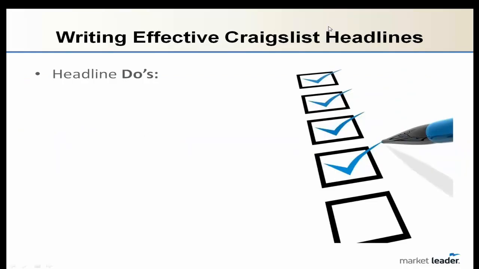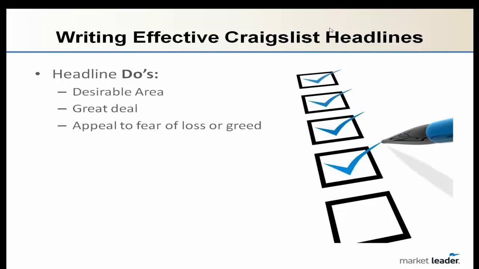I've put together some do's and don'ts on headlines. Do's: desirable areas, great deals. Talk about great deals, speak to the consumers that are on Craigslist. They're looking for deals. Doesn't mean they're looking for cheap homes. But consumers that go onto Craigslist, they're looking for bargains or deals. So you're going to want to focus some of that language towards that.